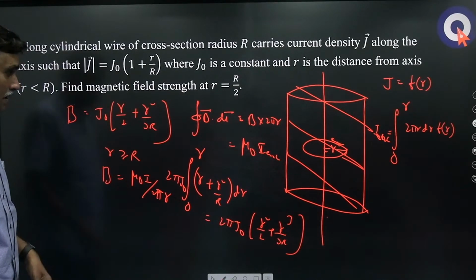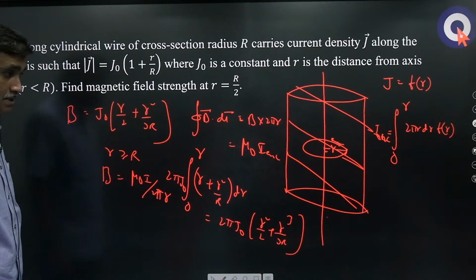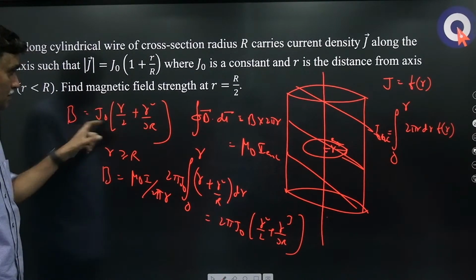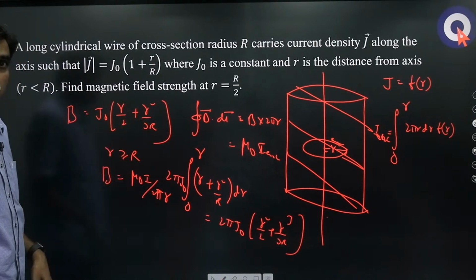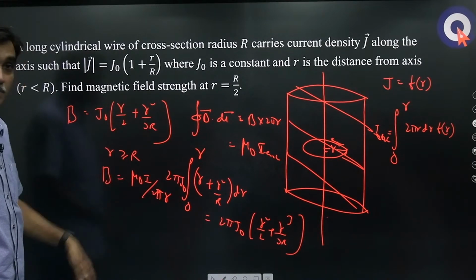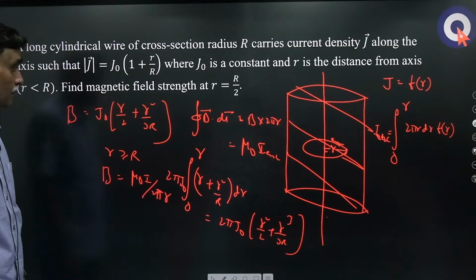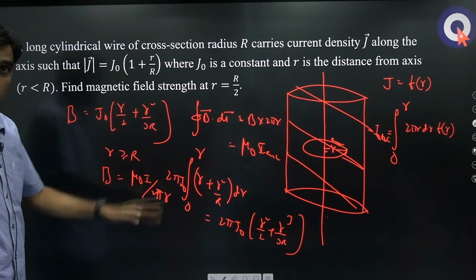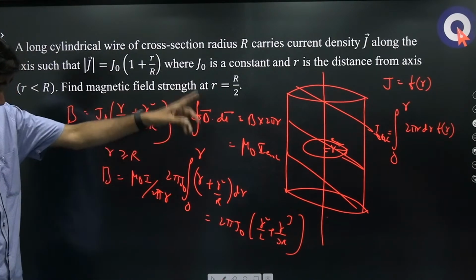What type of graph will you get, magnetic field versus radial distance? Inside it is a parabola, since the r square term is there. Outside it is inversely proportional to r. And it is continuously increasing inside. At the axis the magnetic field is 0.